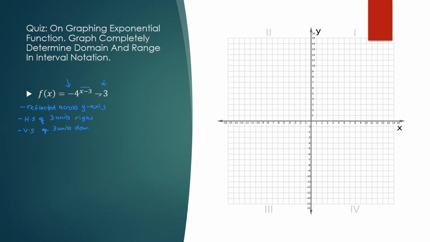Did you also know that if you have a vertical shift, it's also your new horizontal asymptote? So you have a horizontal asymptote at y equals -3.